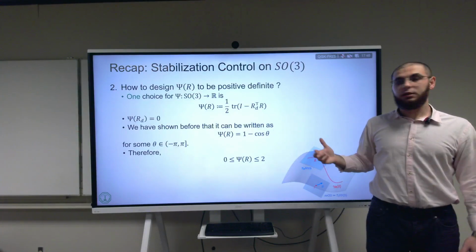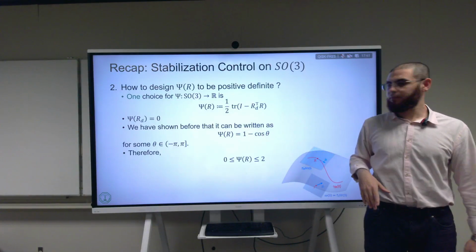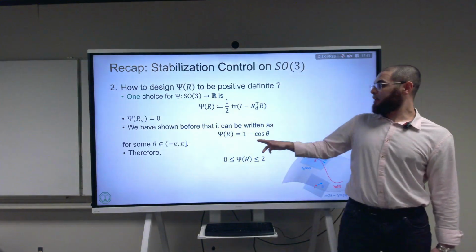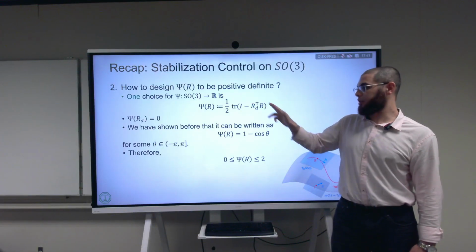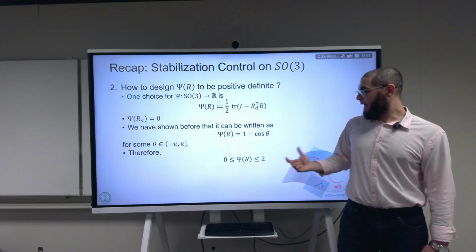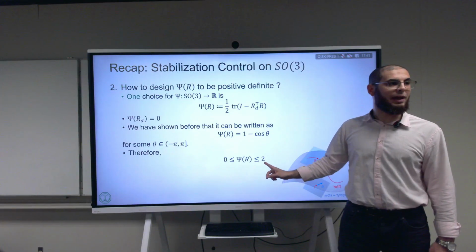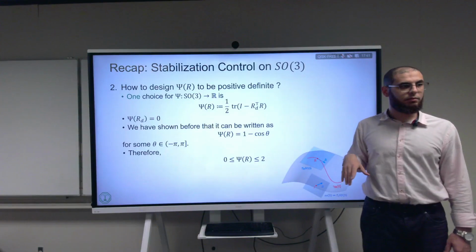If we plug in here R equal R desired, you get 0. And we've shown before that it's equivalent to 1 minus cosine theta for some theta. Okay, and the theta goes from minus pi to pi. The theta is equal to 0 when R equal R desired. And it's equal to 2, that's the maximum value of it, in some cases, and we're going to be looking at those cases precisely today, inshallah.